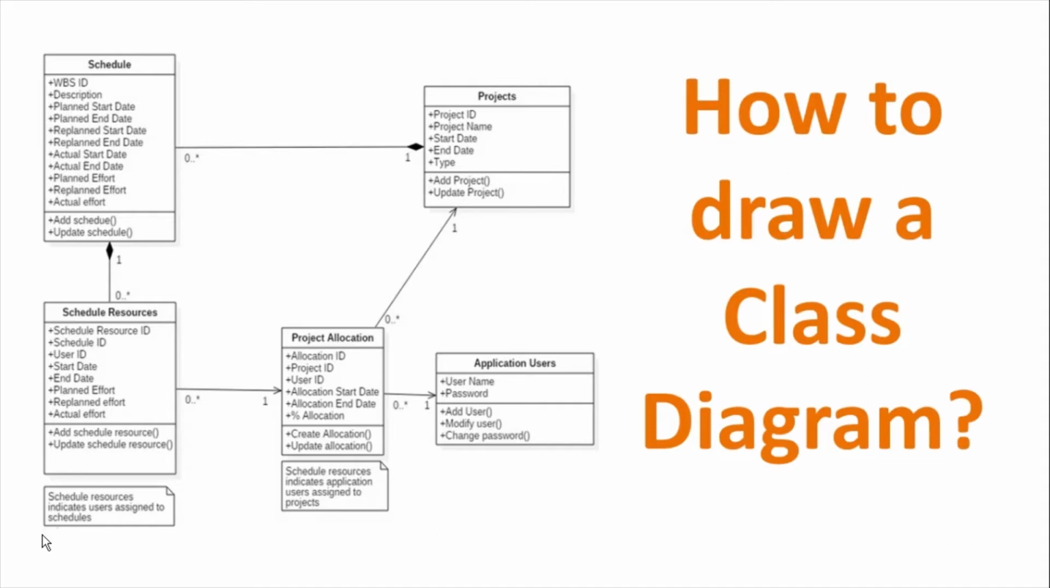Now, class diagrams are the most popular UML diagrams used for the construction of software applications. They are a graphical representation of the static view of the system, and they represent different aspects of the application.